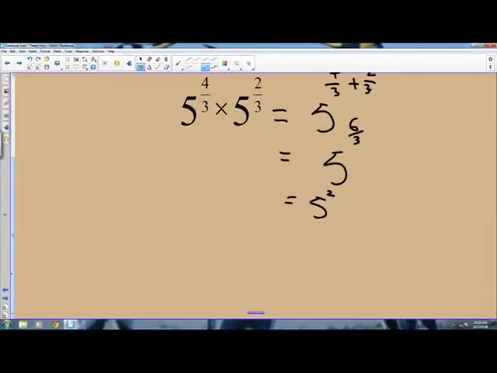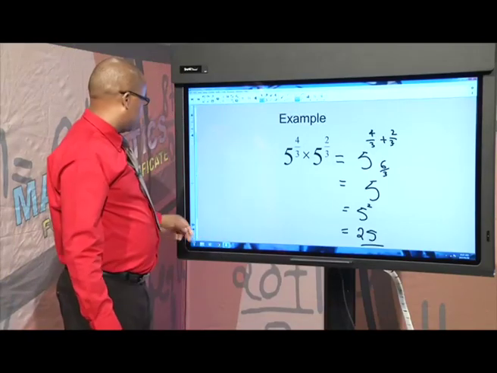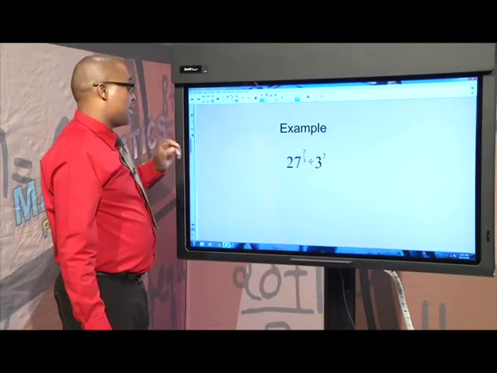And then what is 5 to the power 2? This simply says multiply 5 how many times? 2 times. This will be 25. 5 times 5 is 25. So we have managed to simplify 5 to the power 4 over 3 times 5 to the power 2 over 3. That's how we simplify it. Let us have a look at another example.